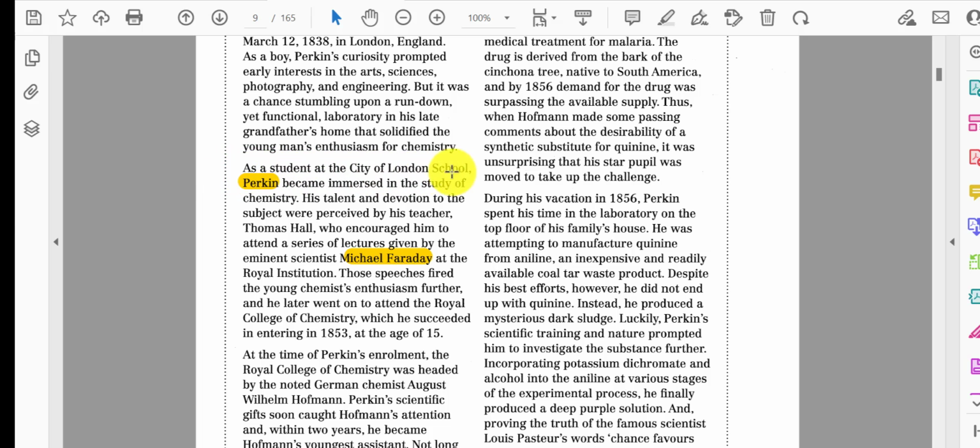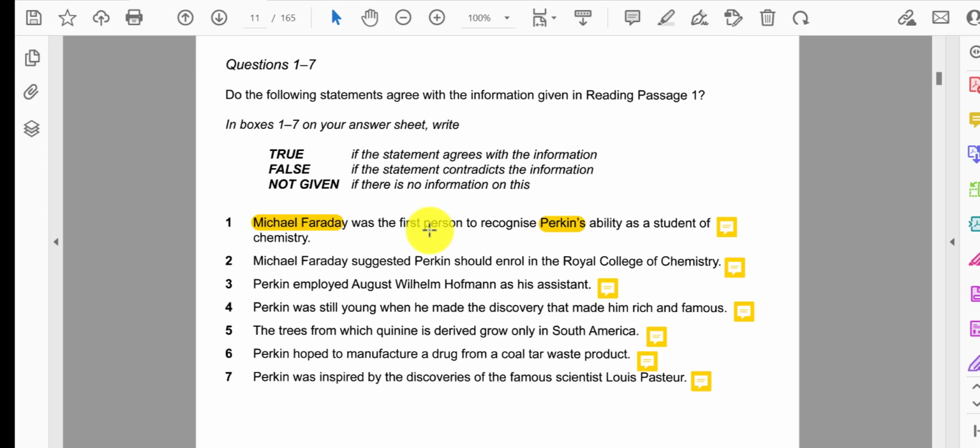As a student at the City of London School, Perkin became immersed in the study of chemistry. His talent and devotion to the subject were perceived by his teacher, Thomas Hall, who encouraged him to attend a series of lectures given by the eminent scientist Michael Faraday at the Royal Institution. His talent was perceived by Thomas Hall, not Michael Faraday. So, statement number 1 is false.